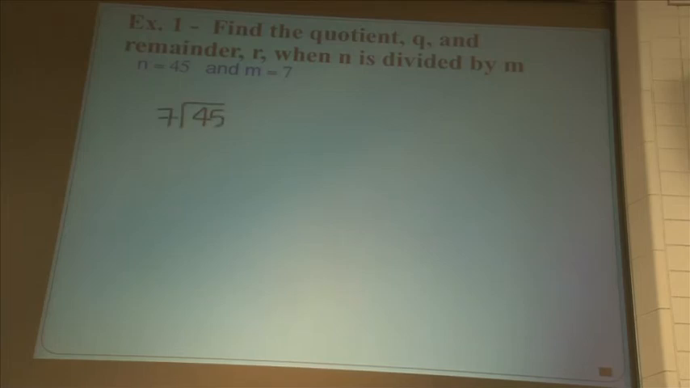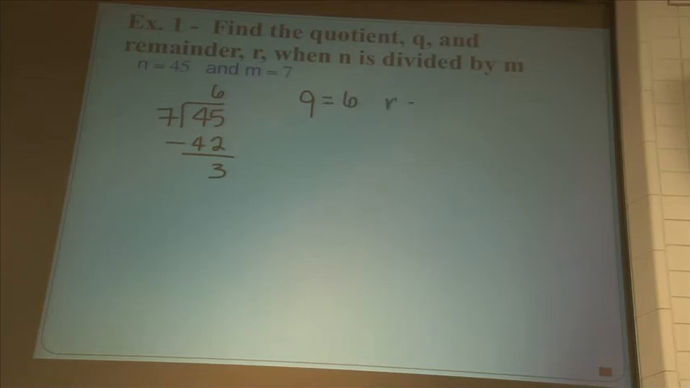Okay. How many times does 7 go into 45? 6. 6 times 7 gives us 42. Subtract it, we got a remainder of 3. So that tells us Q, our quotient, is 6.